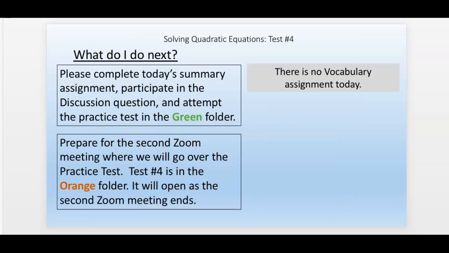That's it. Complete today's summary assignment and participate in the discussion question, and then attempt a practice test. That's all in the green folder. We're going to go over the practice test in the second Zoom meeting. Test number 4 is in the orange folder, and it will open up as the second Zoom meeting ends.